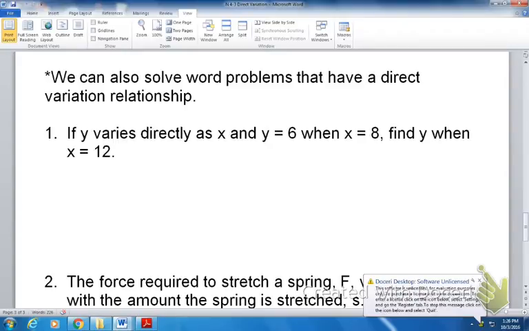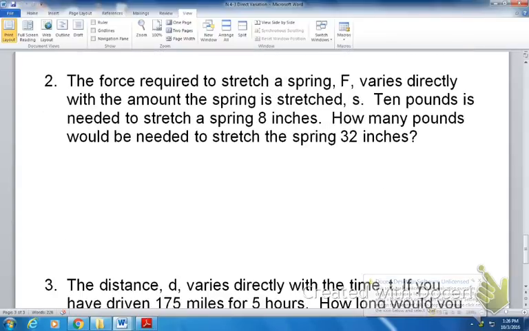So let's do number 2. Now this one is where you really need to understand the phrase that it was using. It says the force required to stretch a spring F varies directly with the amount the spring is stretched. I'll reread that. It says F varies directly with S. So that means F is like my y, and that S is like my x. So I have F equals K times S.